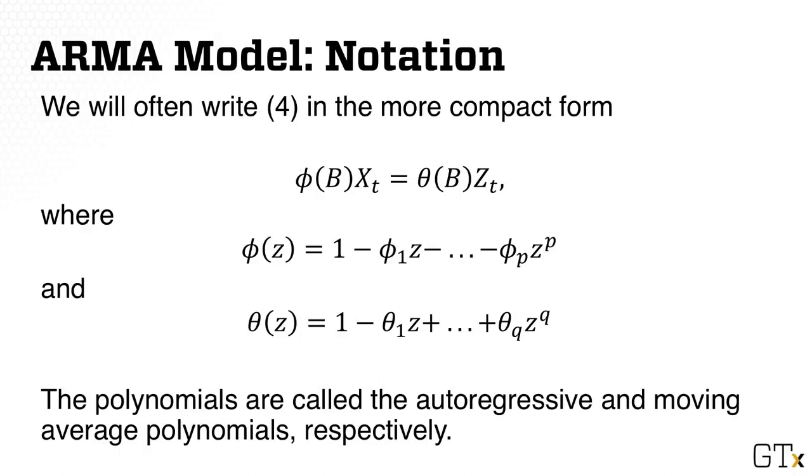The operator B is a lag operator. When applied to the time series xt, we move the index back one time unit, giving xt minus 1. When applied multiple times to xt, for example k times, we move the index back k units, giving xt minus k.